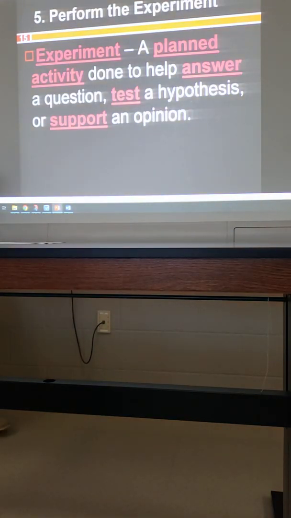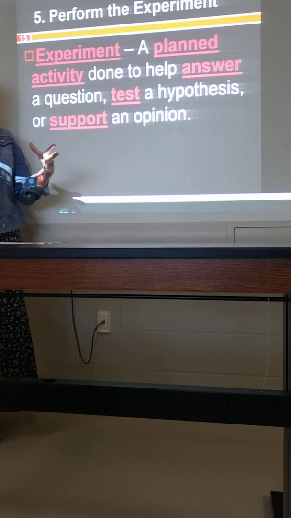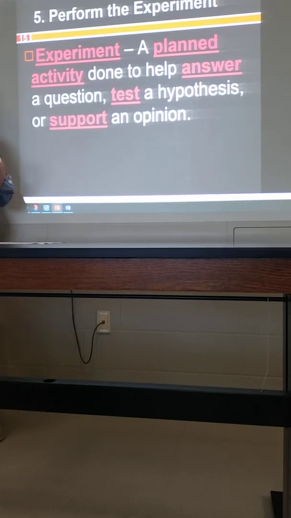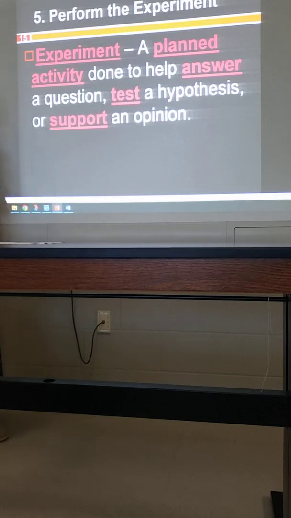Okay, so step number 5, perform the experiment. So to me, this is the just do it, the Nike step, right? So now you've done all this planning and organizing and writing the hypothesis, having wonderful procedures, and so this is where we actually start to get to it, right? So we know that an experiment is a planned activity done to help answer a question, test a hypothesis, or support an opinion. And so this is your definition that you've been looking at in your vocab.